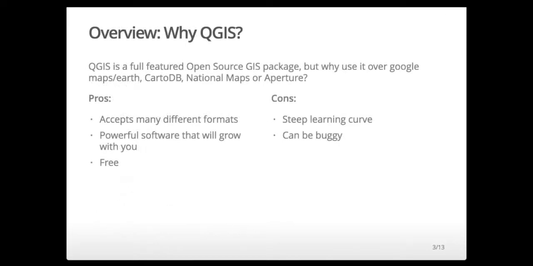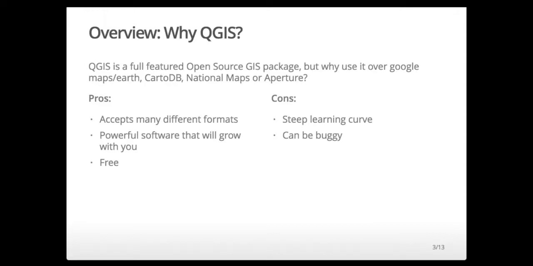So why QGIS? QGIS is a full-featured GIS package. It's open source and it's free, which is really cool. But why use it when you've got other things out there like Google Maps and Google Earth, or CartoDB, national maps if you're from Australia, or Aperture, which is kind of a transport portal. And these are all web-based mapping solutions. And I guess the main reason for me is that it's just a much more powerful piece of software.